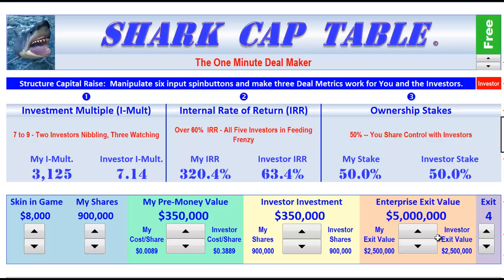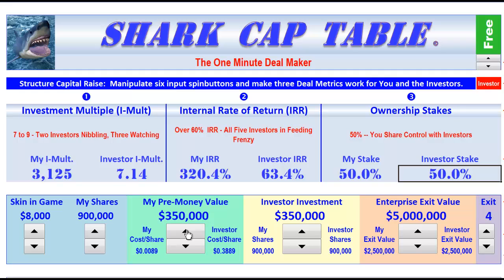Now let's go look at what the calculator says is the deal. Now remember, we've got some red numbers up here which give you a rough idea whether or not things are good. Well, here we have a 7-to-1 investment multiple. That's so-so. 63% internal rate of return, well, that's pretty darn good, but the problem is they have a 50% investor stake, so we need to reduce that somewhat.